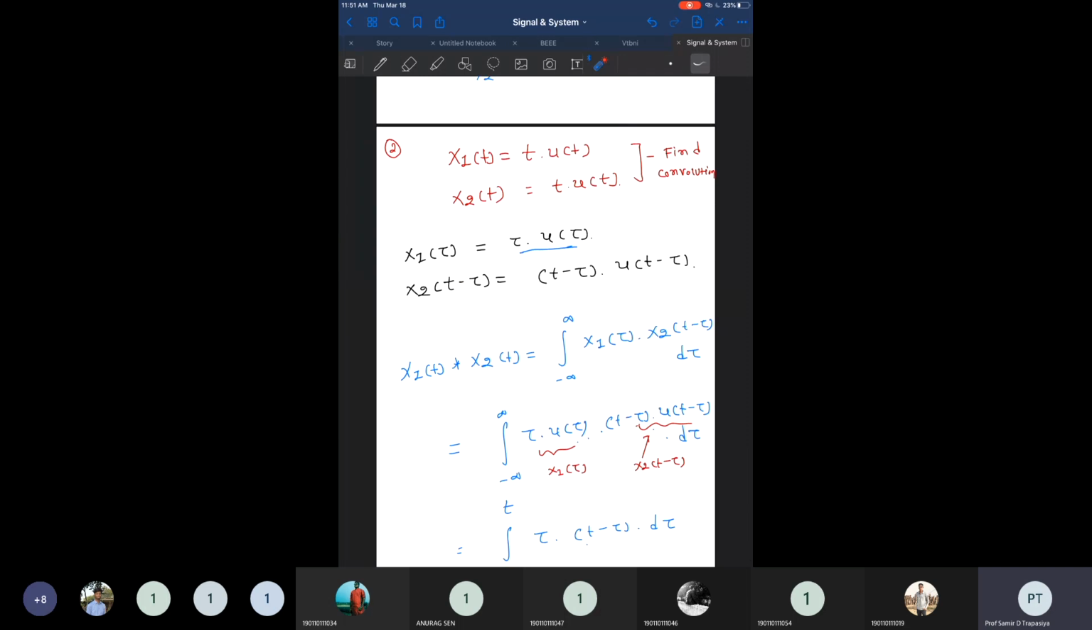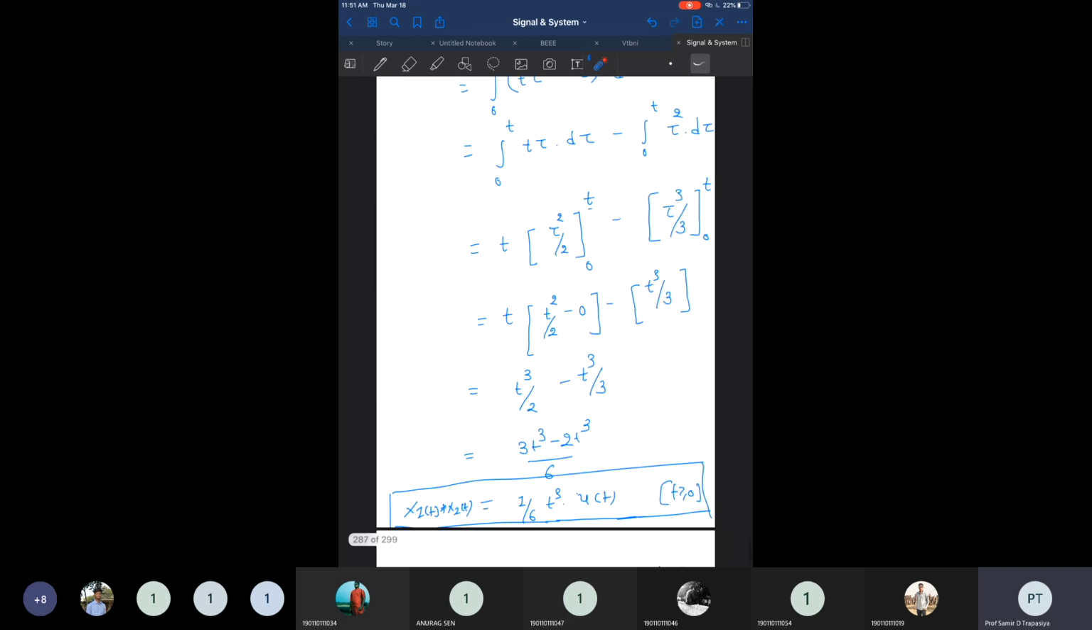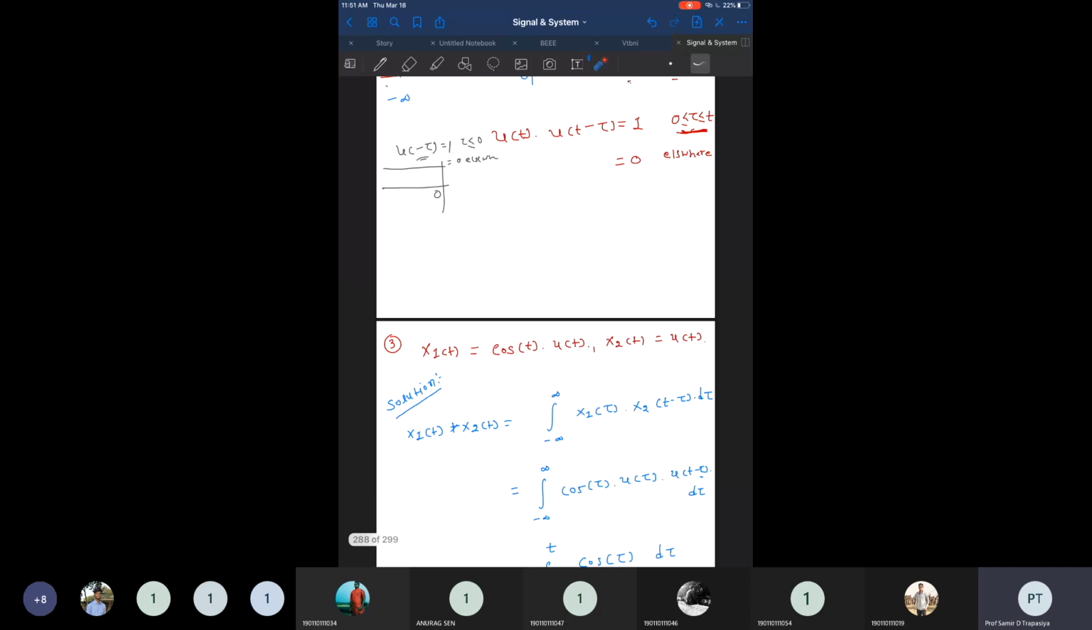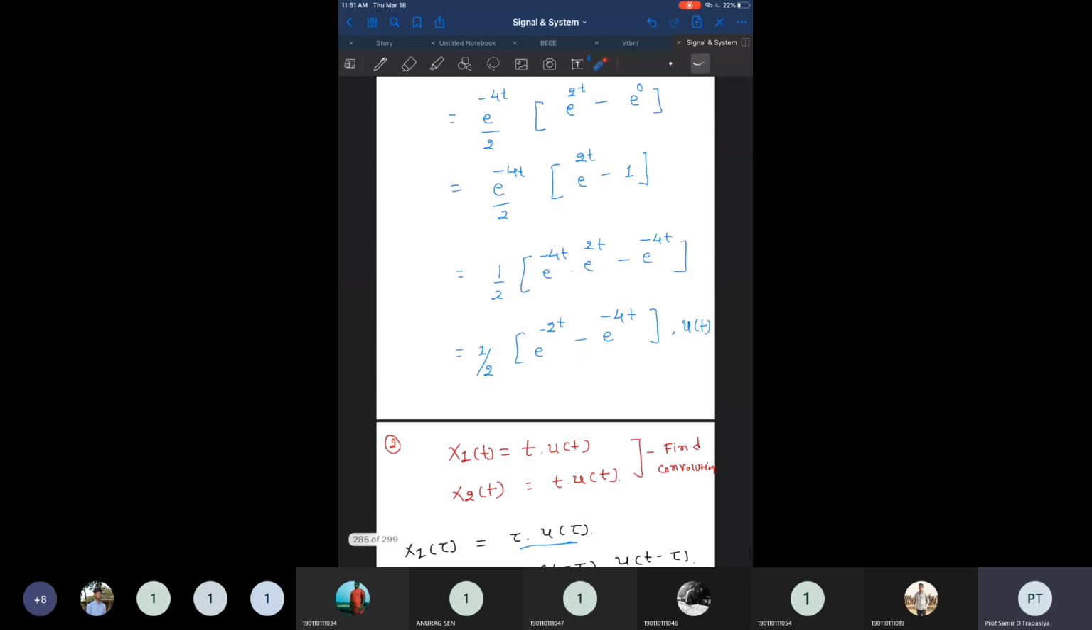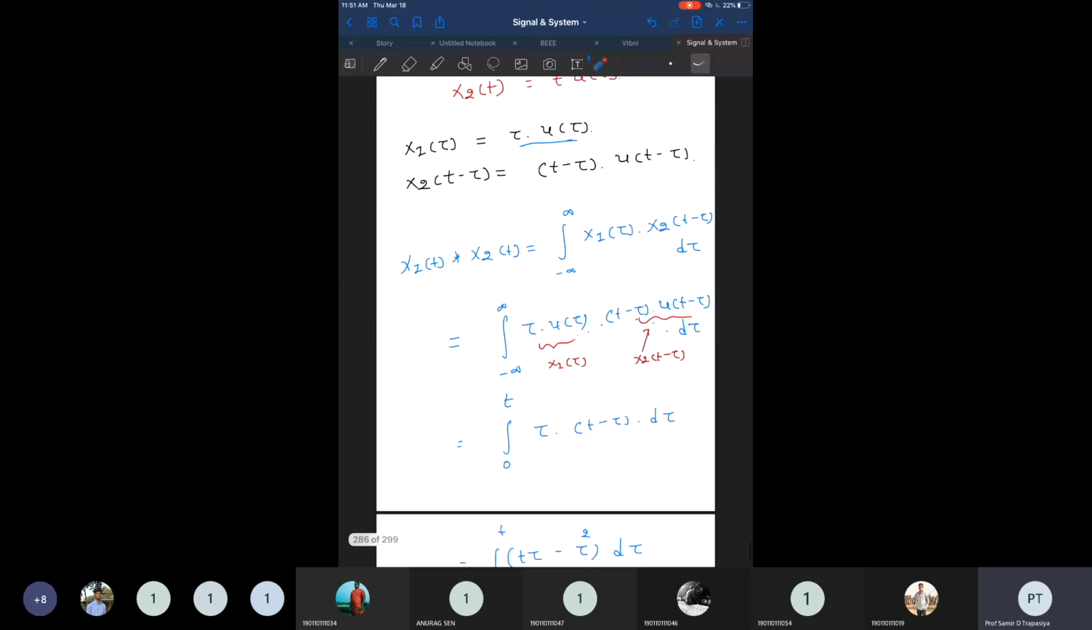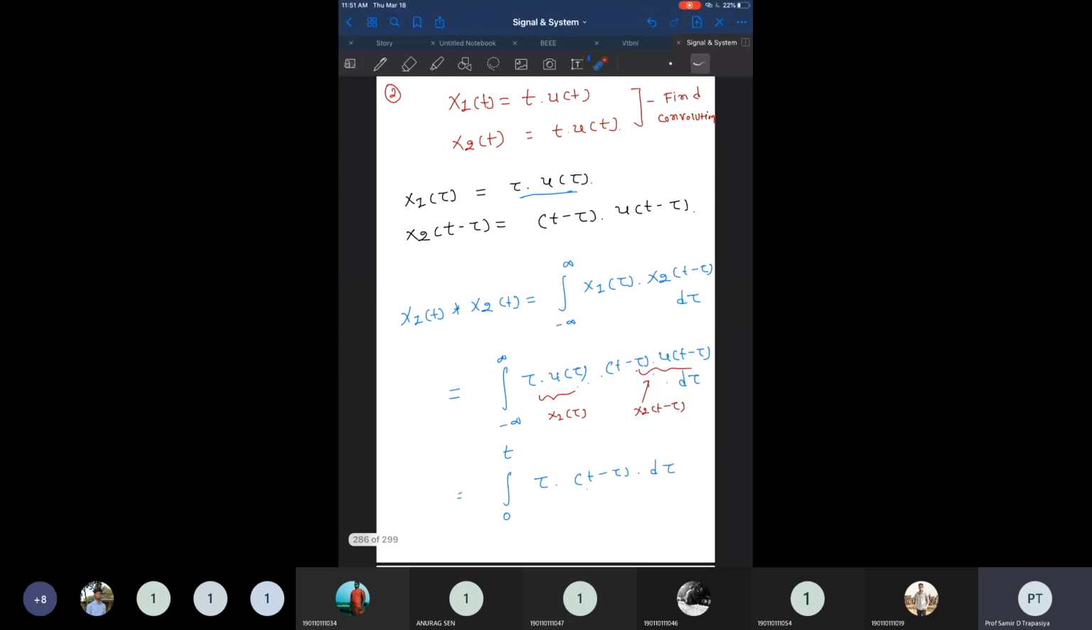That way we can solve other kinds of examples for convolution. Now we move to the next example. In the next example, we have been given x1 of t equal to t times u of t, and x2 of t equal to t times u of t. Most of this subject is mathematical, whereas fewer things are related to theory.